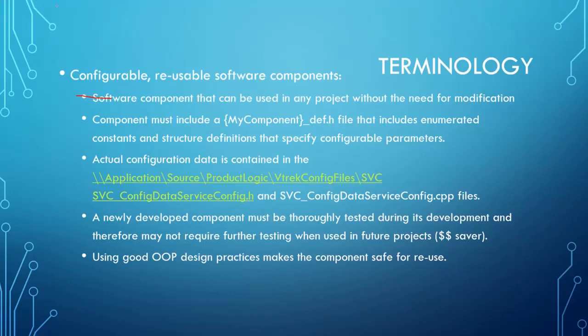So you can go peruse those and see how configuration data is represented in the code set. If you're developing a new component, you need to thoroughly test it during development, and therefore you probably won't be required to continue testing it for future projects because you're only changing configuration data, and that's a time and cost saver. And if you use good object-oriented programming and design practices, the component should be safe for reuse. That's the goal, at least.